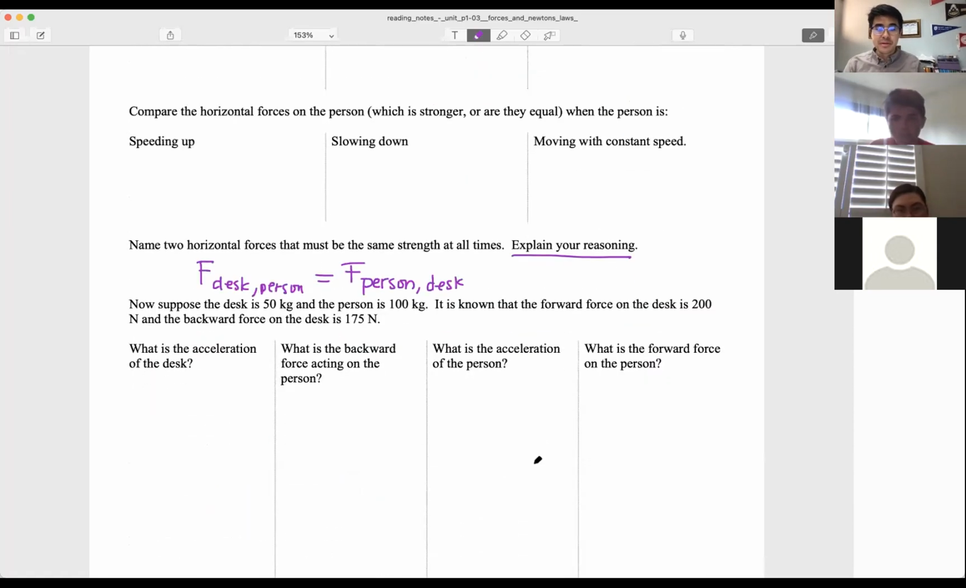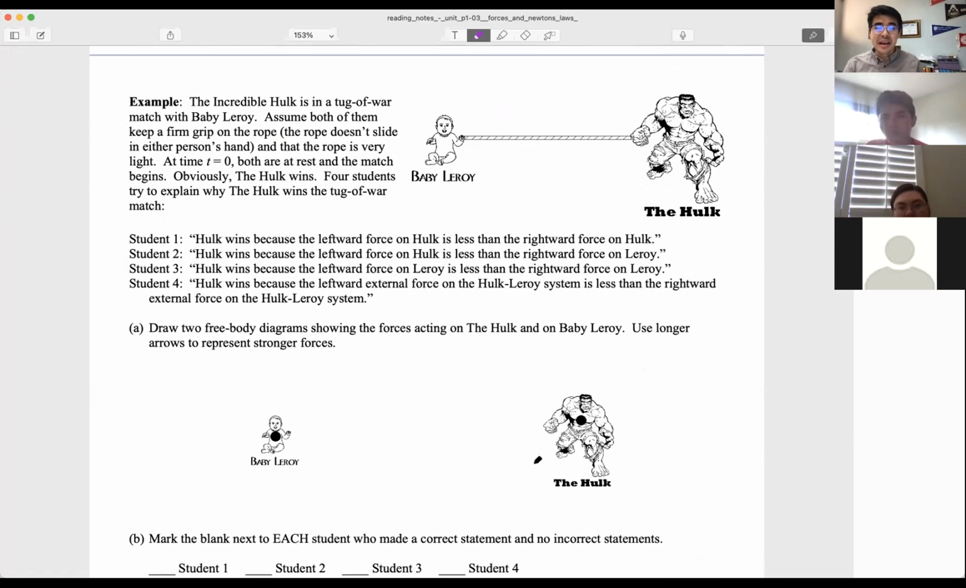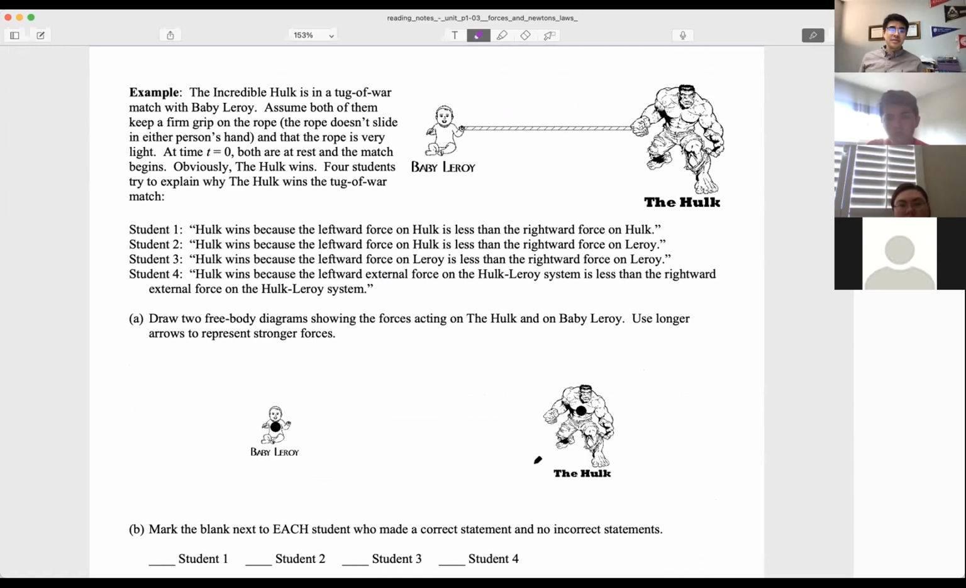Okay. So let's apply it in an FRQ style question. So we have the Hulk, right? And then we have a baby. For some reason, they're playing tug of war with each other. They hate each other or something, right? And obviously the Hulk wins. And then four students try to explain it.